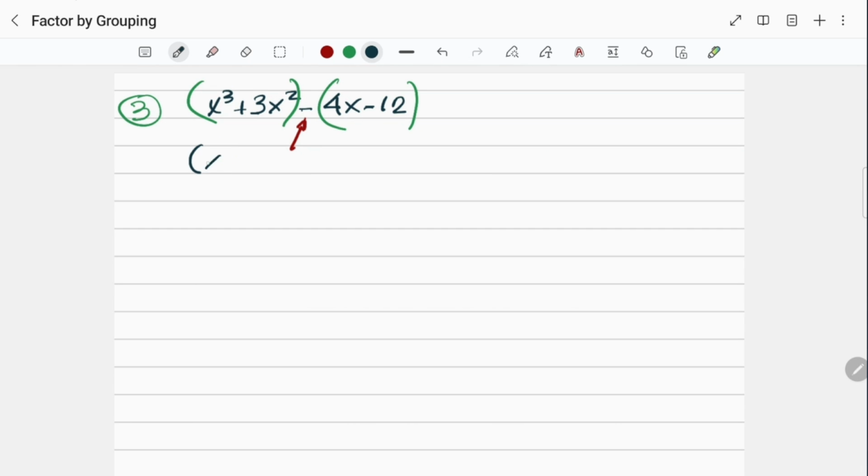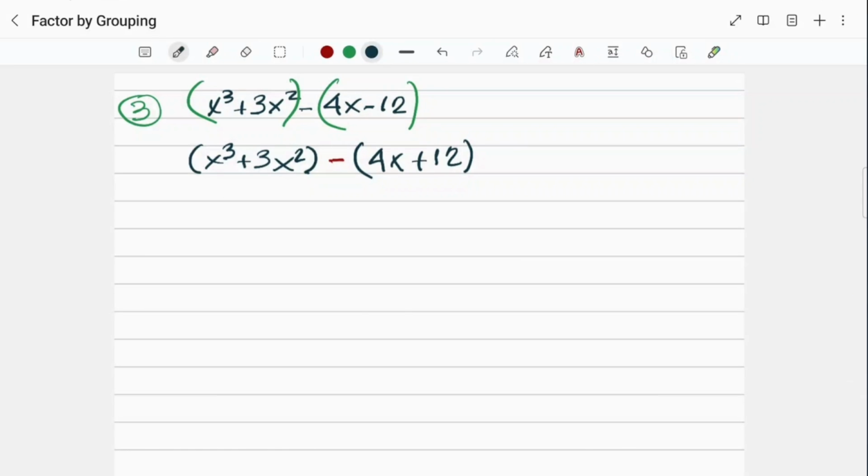Parenthesis x cubed plus 3x squared, close parenthesis. That negative sign is a negative sign, just to remind you that now our elements change sign. Now 4x is positive inside the parenthesis and 12 is positive inside the parenthesis because it's affected by the negative sign that we have in front, right? Okay, the third step is try to factor out a common factor in each parenthesis.